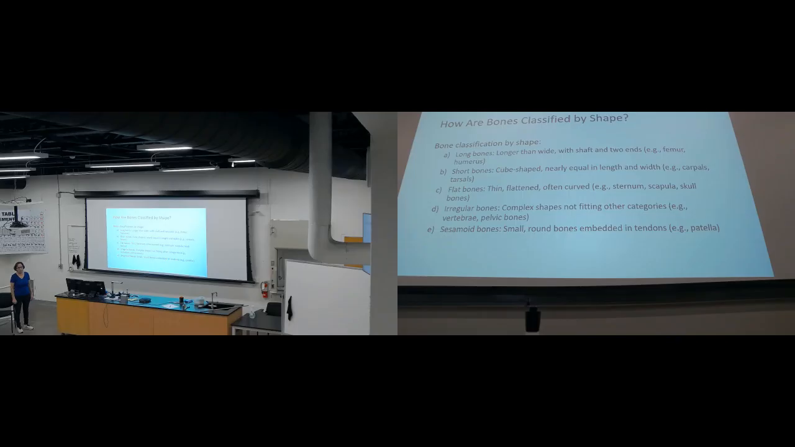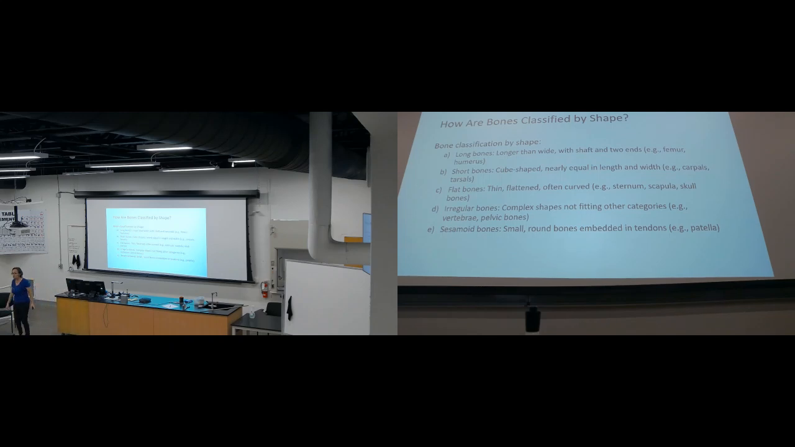Flat bones. Flat bones don't necessarily need to be perfectly flat. Sometimes they can have curves like the ones that we have here in the skull. These are thin bones that have two layers of compact bone surrounding a middle layer of spongy bone. Examples of flat bones, we have the sternum, which is found here in the middle of our chest. We have it also in the scapula, the wing blade bone, and the skull bones. All of these are flat bones.